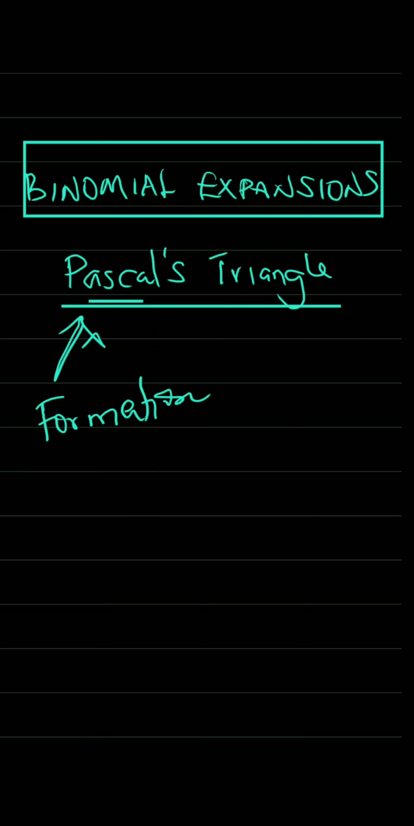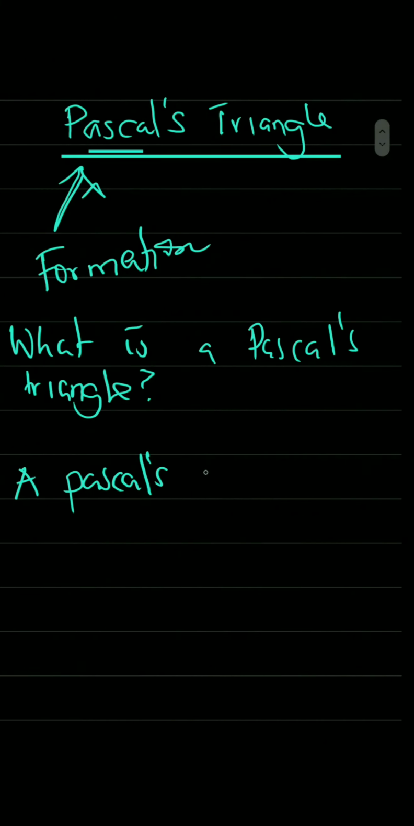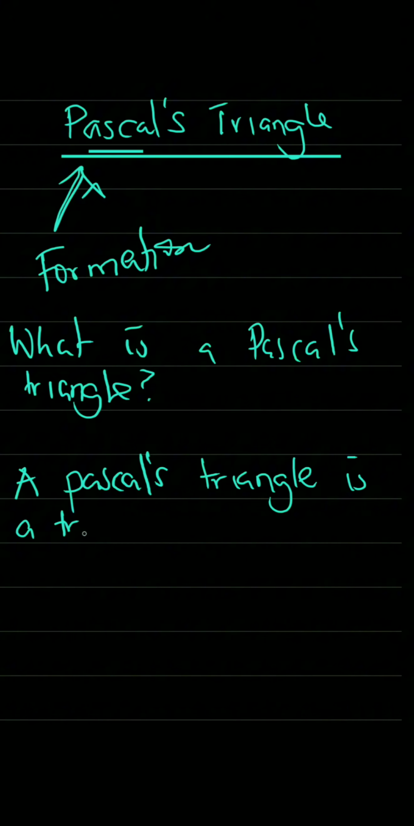Now before we know how to form a Pascal's triangle, we need to know what a Pascal's triangle is. As you can see, there's the word triangle there, meaning that it will be something like a triangle. This Pascal's triangle is simply a triangular arrangement of what are known as coefficients. By coefficients we mean numbers.